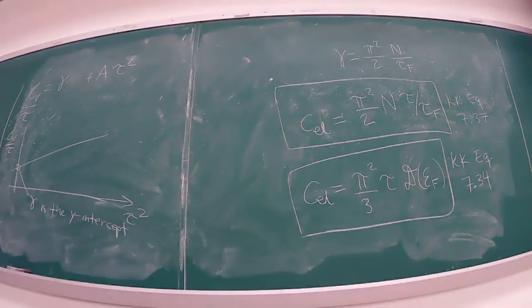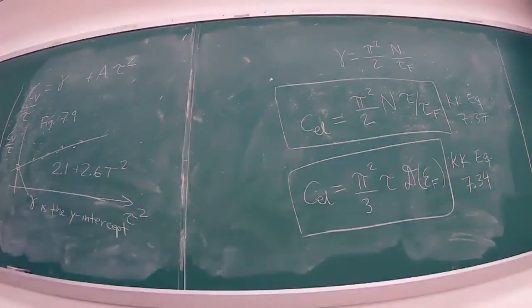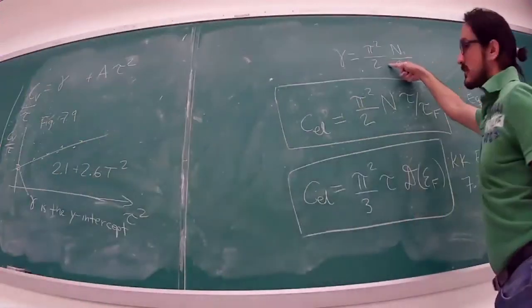So if you look at figure 7.9, the data for potassium. So we have here, you know, there's some scattering over here. Equation is 2.1 plus 2.6 temperature squared. This is in conventional temperature. So this 2.1 is equal to this.